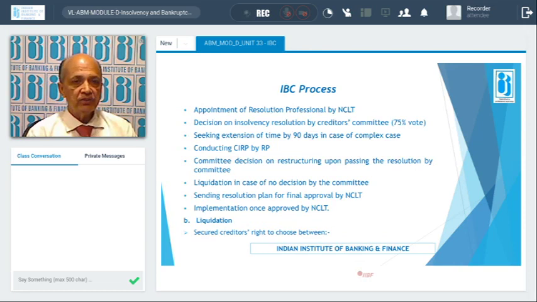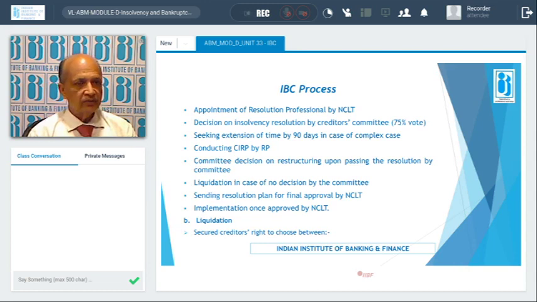Afterwards there will be the appointment of the resolution professional. That is, the IP himself can act as a resolution professional, as appointed by the NCLT. The NCLT will do it. The resolution professional will take care of all further proceedings. Then the creditors committee will decide on the insolvency.